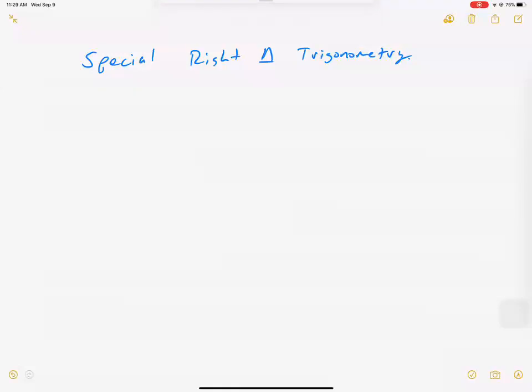Okay, hi everyone. We're doing right triangle trigonometry today, specifically with 30-60-90 triangles. And we're going to throw in the special 45 as well. Let's write that. We're going to do 30, let's do 45 next, 60, and we're going to do some special 90-degree triangles today.